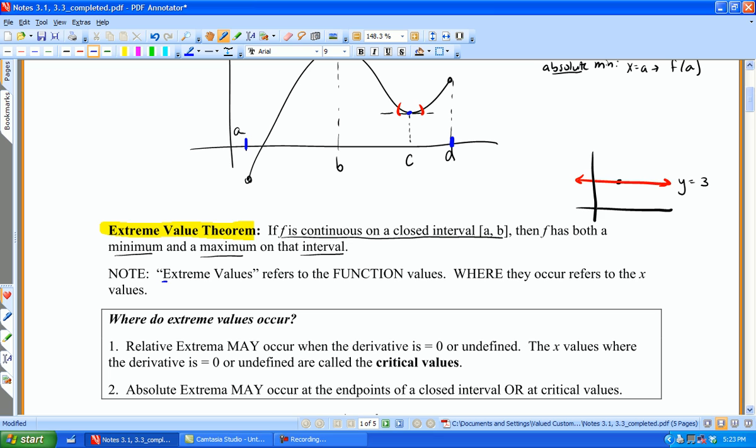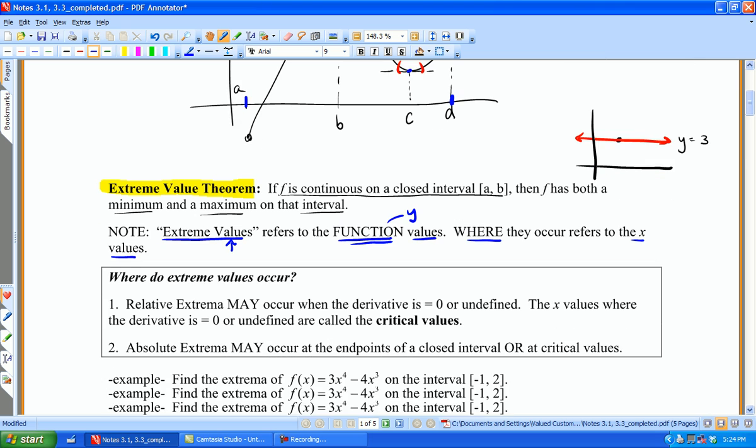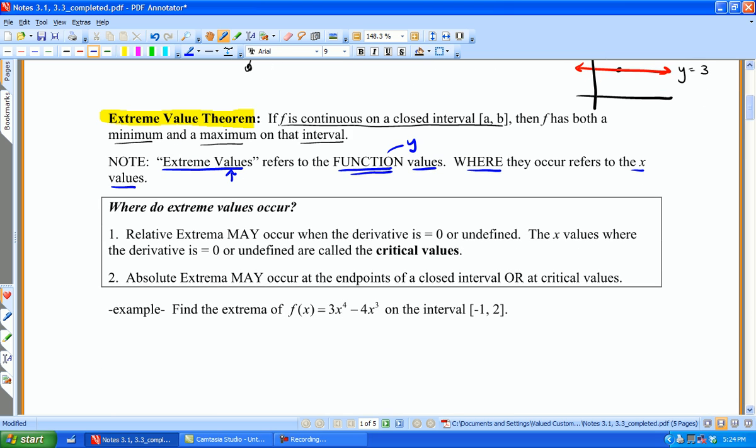Again, extreme values, when I say what are the extrema, that word values refers to function values. That means the y values. Where maximums and minimums occur refers to the x value, but what is the maximum is asking for the y value.